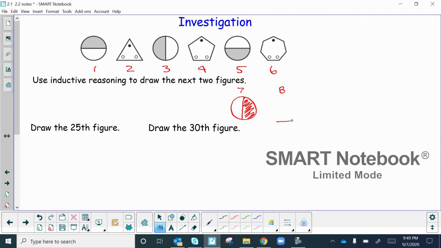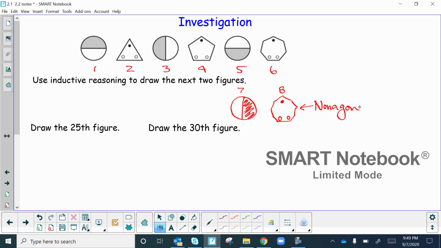This might be a little tough. 1, 2, 3, 4, 5, 6, 7, 8, 9. All right, good enough. And then they all have the same colored dots or circles inside the figure. Okay, so just to be sure you can understand what that is, this is a nonagon.